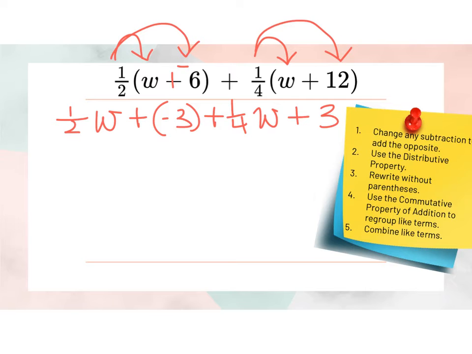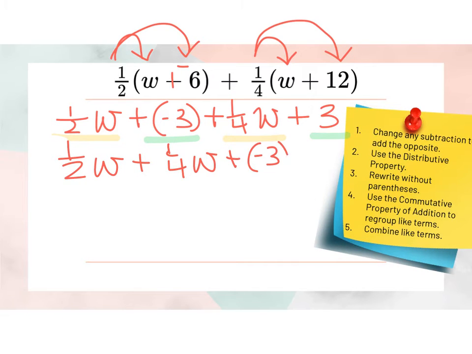Find like terms. 1/2 w and 1/4 w have the same variable raised to the same power, and negative 3 and 3 do not have variables at all. 1/2 w plus 1/4 w plus -3 plus 3. Now, I do still need to follow the rules for adding and subtracting fractions. So 1/2 and 1/4 w need a common denominator. I know that 1/2 is the same thing as 2/4.